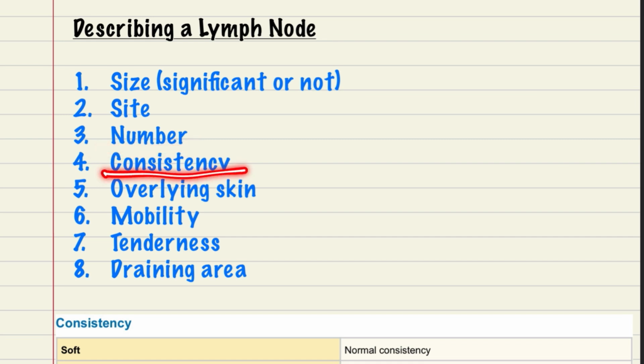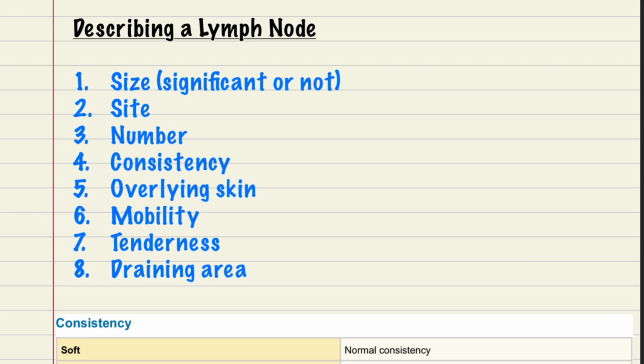What was the consistency? If it was soft, hard, or firm. If the overlying skin has any changes or not. If it is adherent to the skin or not. If the lymph node was mobile or not. If there is any tenderness or not, and how was the draining area. So you have to describe under these 8 points about a lymph node.